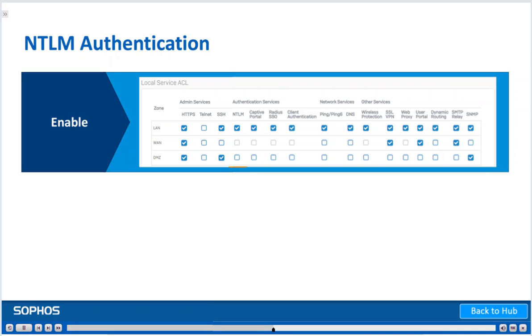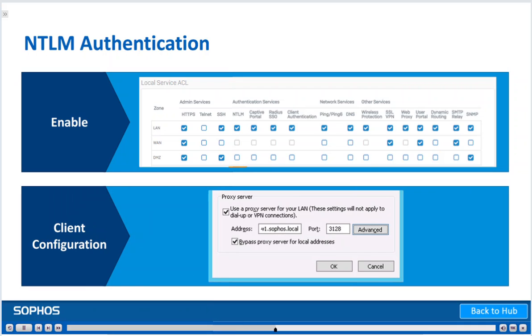Once you have added an Active Directory authentication server, all you need to do is enable NTLM for the zones the client will be connecting from. To avoid clients seeing a pop-up for authentication, the clients can be configured to use the XG as an explicit proxy. The proxy server address should be the internal hostname that is within the domain. The default proxy port is 3128, but this can be customized in Protect Web General Settings.